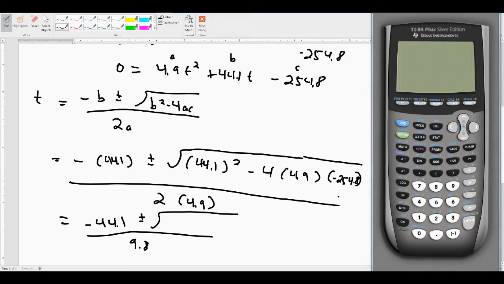And then we'll type in all this in the calculator. That's why I have it here. 44.1 squared minus 4 times 4.9, you can use parentheses too if you want to, times negative 254.8. Enter. And we get 6938.89.